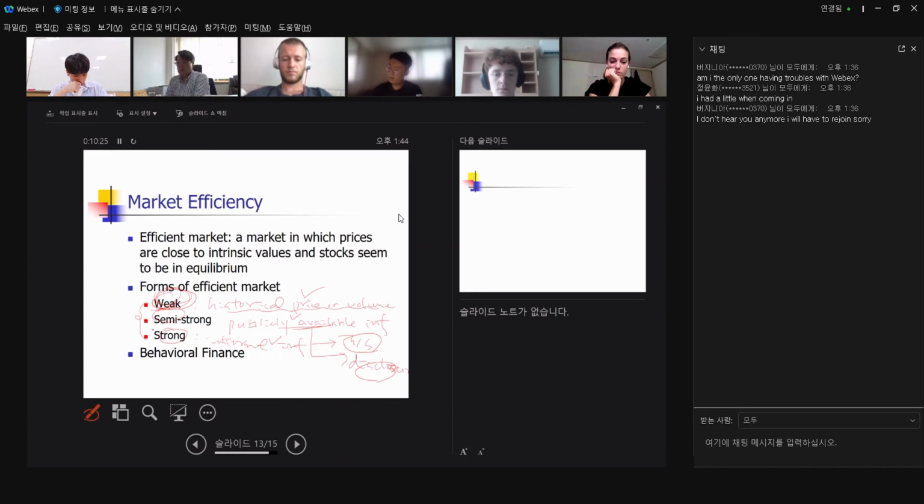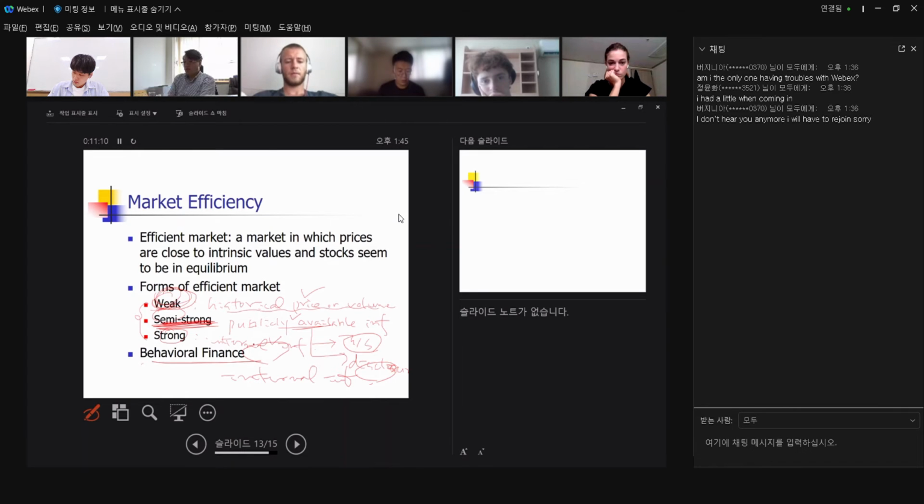Another example, if the market is semi-strong form efficient, then we can make a profit only if we use internal information. Okay, so markets can be classified into three forms of efficient market, depending on what information is reflected in the stock price.